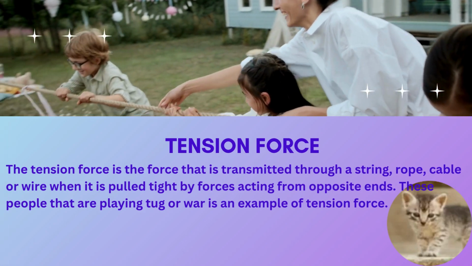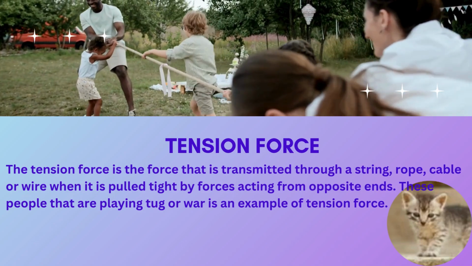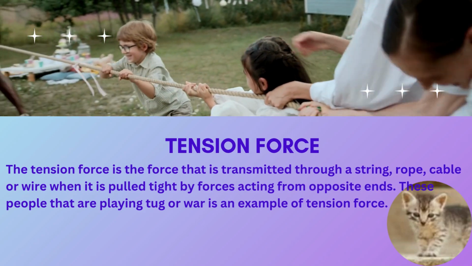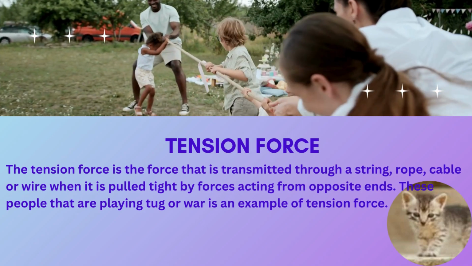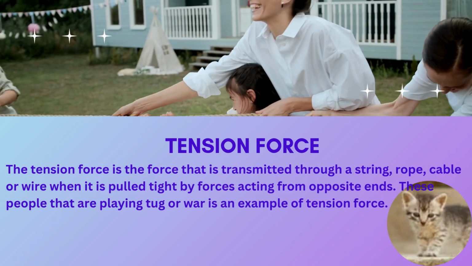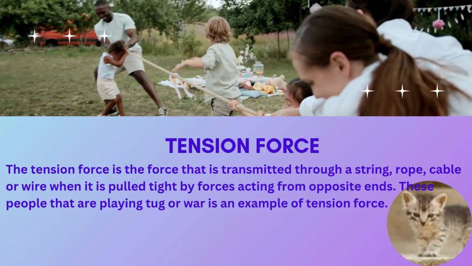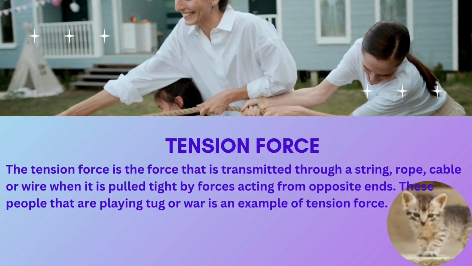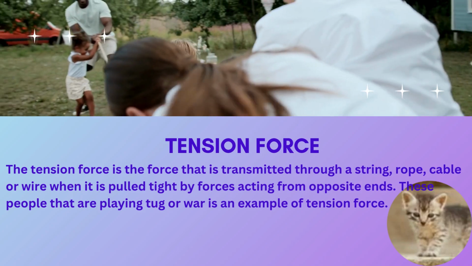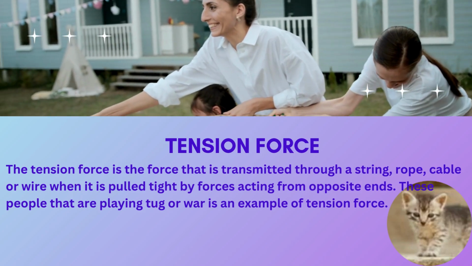And then the next force we're going to talk about is the force of tension or tension force. So these people here are pulling on a rope. They're playing tug of war, and the people on the other side are also pulling on the other side of the rope. This shows tension force because tension force is the force that is transmitted through a string or wire when it is pulled tight by forces acting from opposite ends. So these people represent tension force because they are pulling on that rope and the opposite forces are acting from both ends.